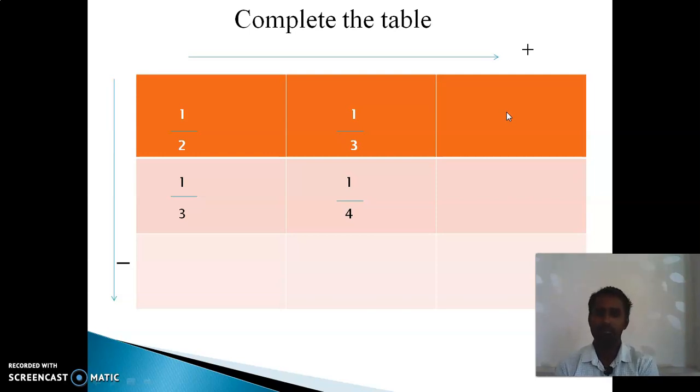Next I will give 1 minute time. You have to say that second column answer. Okay, are you ready? Shall I say? Okay, your time start. So first what you do? 1 by 3, 1 by 4. So you have to add.